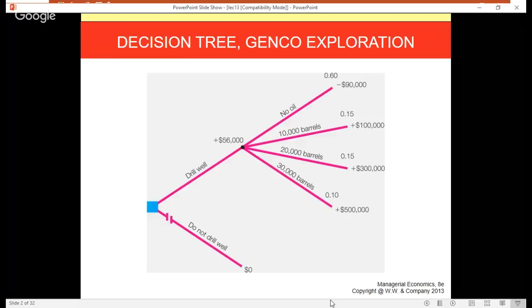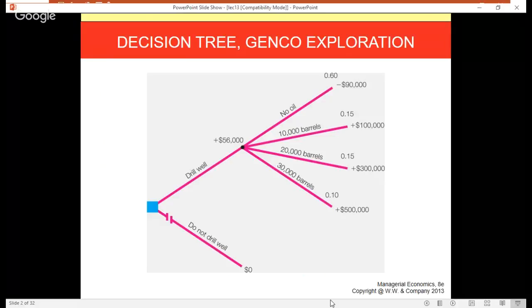Okay. Here's another game tree example. In this case, I have Genco, an oil exploration company, and they're deciding whether to drill in a specific location or not. If they don't drill, they don't make any money, $0. But if they do drill and they don't find oil, they lose 90,000. If they find oil and that well produces 10,000 barrels, they make 100,000. If that well produces 20,000 barrels, they make 300,000. And finally, if it produces 30,000 barrels, they make 500,000.